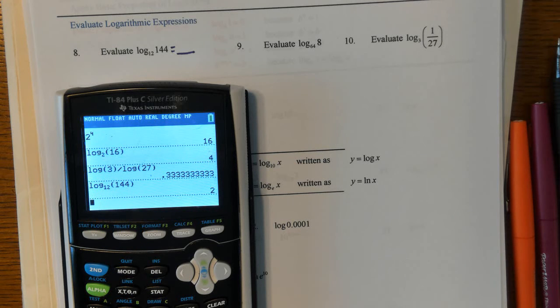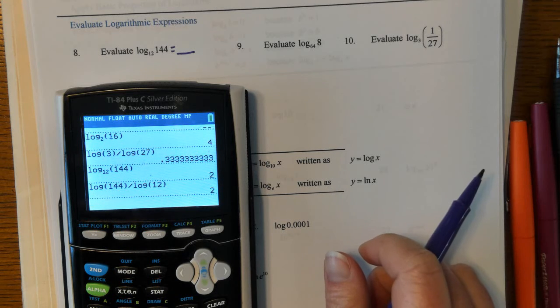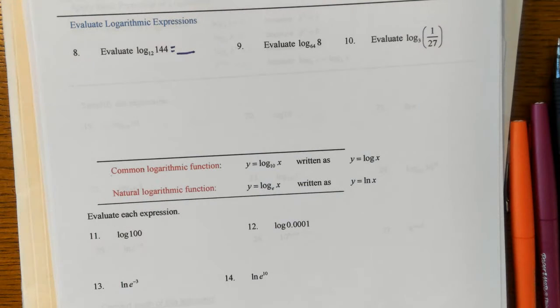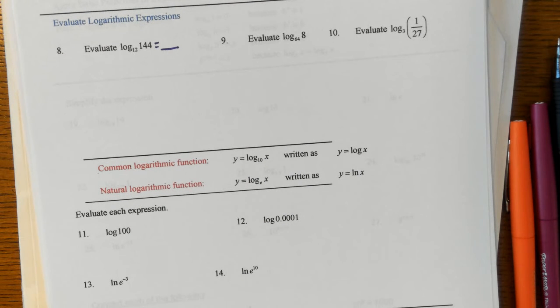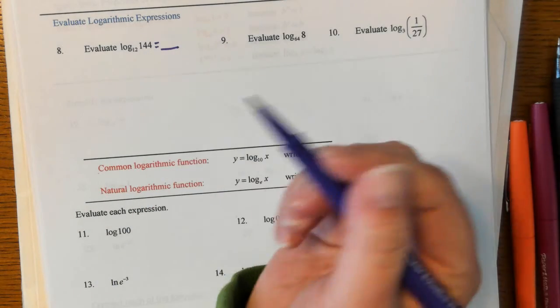If you do not have an 84, if you're using an 83, you can hit log 144 divided by log 12. I know that's weird. We'll see in the next section why that's how you have to type it in. But you could type log 144 divided by log 12, and it's going to tell you that's 2. Okay? So I know you could type that in a calculator and get that the answer is 2. But I want you to see if you can think about it on your own and come up with what that answer is.